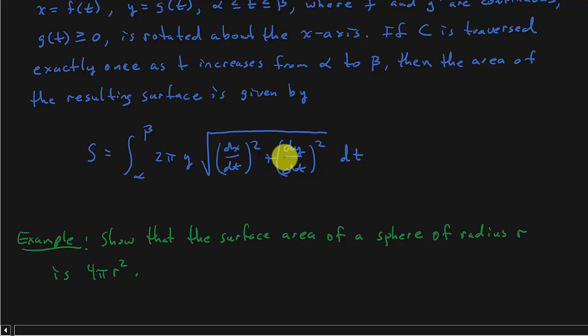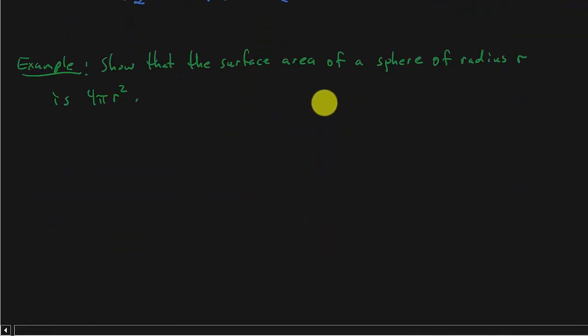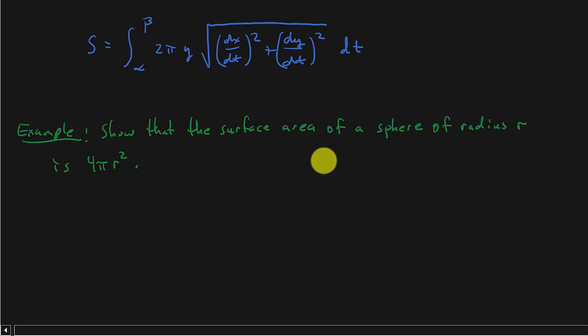Now, if it says it's rotated about the y-axis, then this y becomes an x. That would be the difference in the formula. Okay. All right, so let's take a look at this example here.